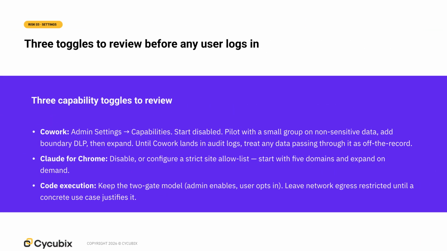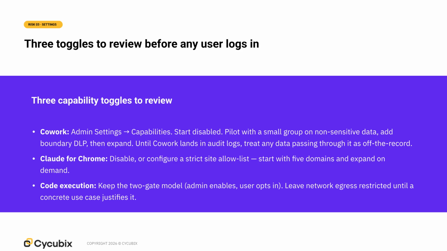3 toggles, all under admin settings capabilities. First, Cowork. Disable it on day 1. Pilot with a small, non-sensitive group. Add boundary DLP, then expand carefully. Second, Claude in Chrome. Disable entirely, or configure a strict site allow list. Start with 5 domains and add more on real demand, not anticipated demand.